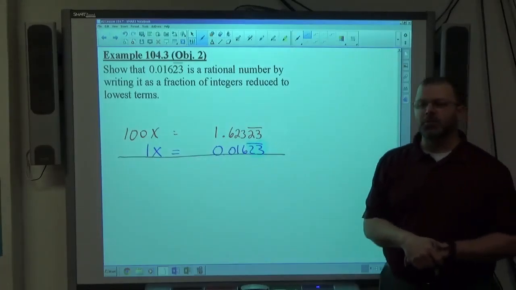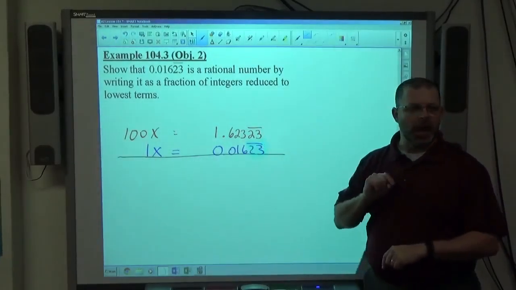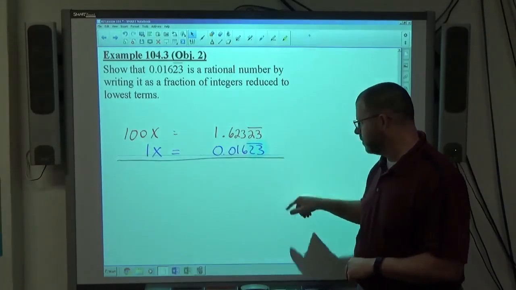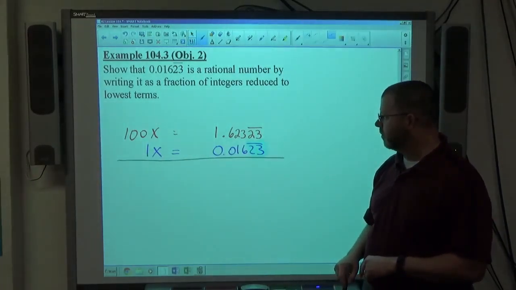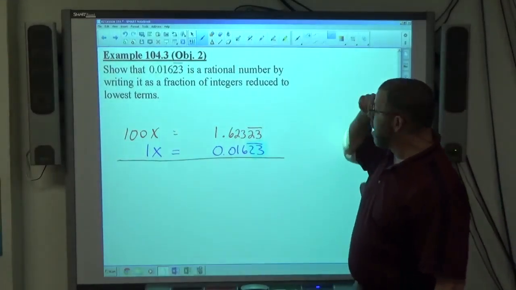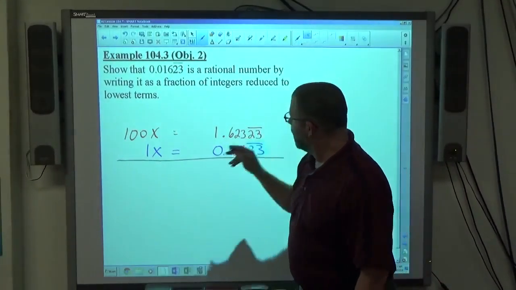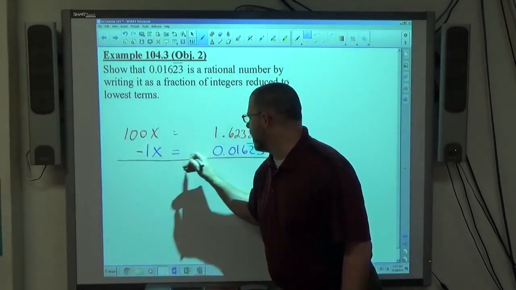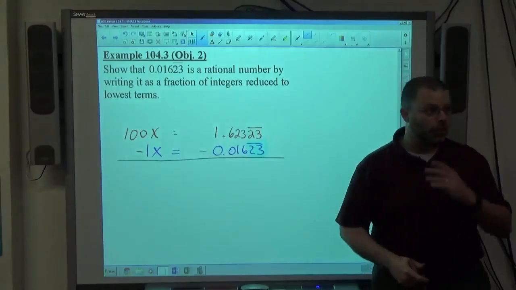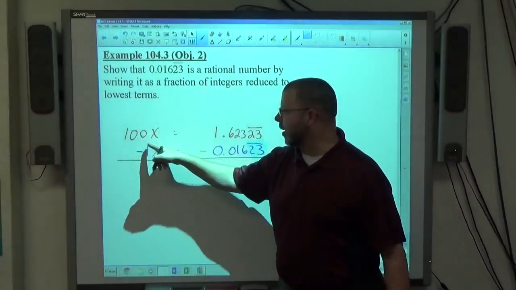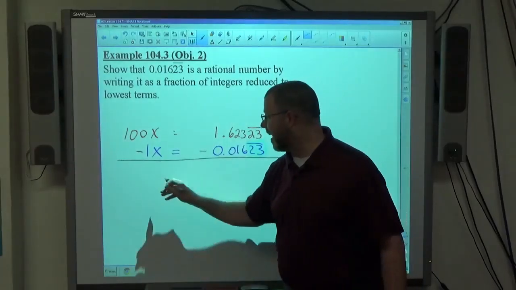And what I'm going to do is subtract the bottom from the top. Do you want us to have that fraction bar with the 2, 3 on the top one now? I want the repeating bar over that one, yes, please. So I'm going to subtract this blue one. So I'm going to put minus 1x and minus 0.01623 repeating. And what happens on the left-hand side is pretty basic. What's 100x minus 1x? 99x.